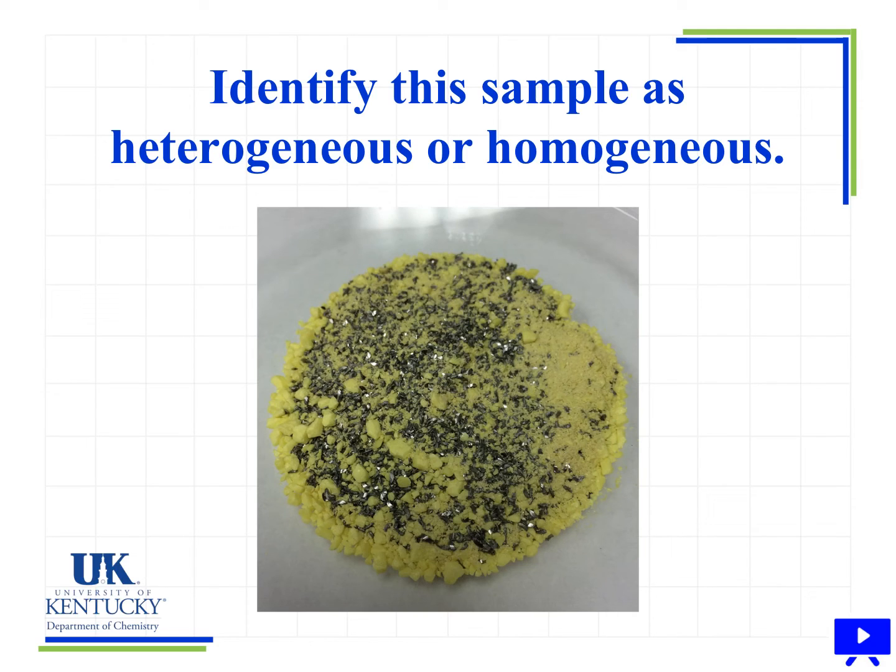Can you identify this sample as heterogeneous or homogeneous? This is actually a heterogeneous sample. The yellow portion is actually sulfur. The shiny or metallic part are iron filings. Notice that if I look at this sample in different places, so here, here, and there, it does not look exactly the same. It has a different composition. Therefore, this is a heterogeneous sample. In order to be a homogeneous mixture, it would have to be exactly the same throughout.